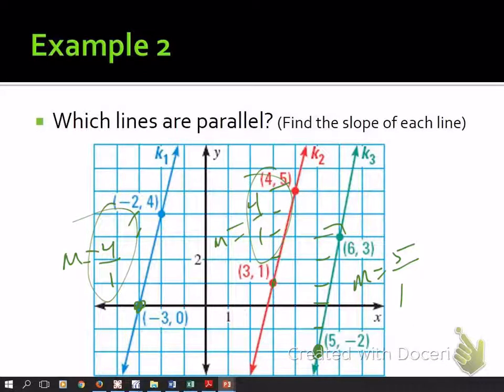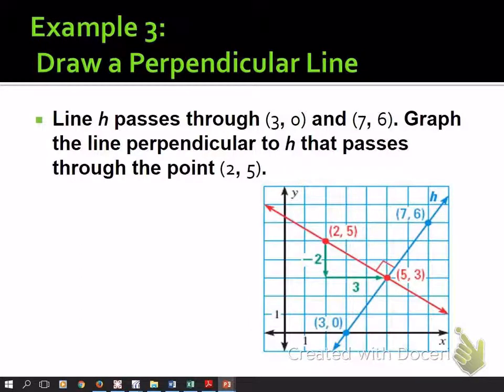Okay? Don't forget that if you don't have a graph, but you have the coordinates, then you can use the slope formula. Subtract the y's, subtract the x's. Okay? And you have that a couple slides back. All right? All right. Next example.